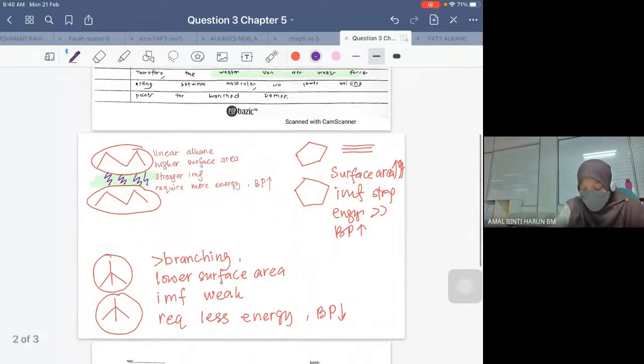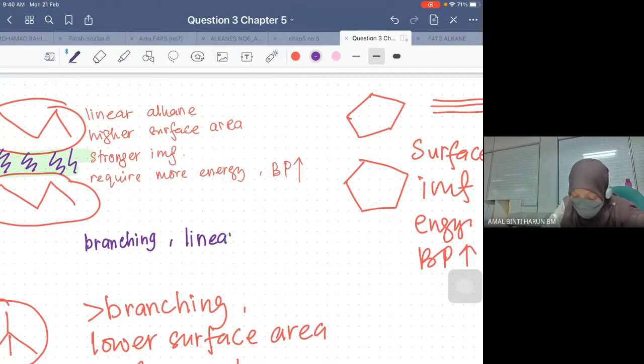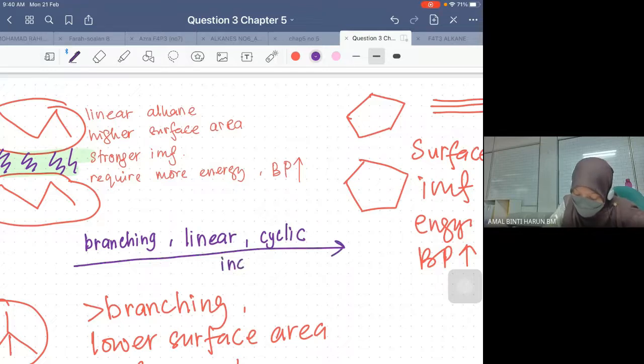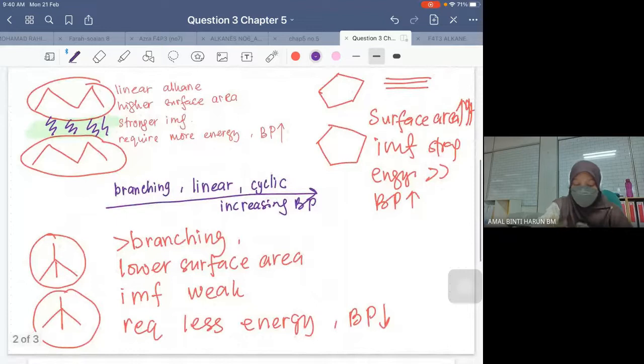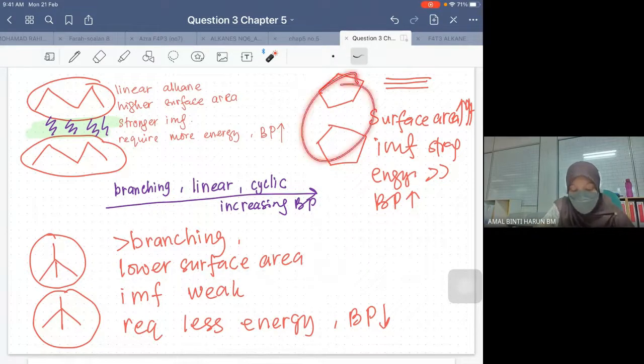So if we need to arrange them, branching alkane for the same molecular mass, branching ni lebih rendah. And then followed by linear chain. And then cyclic lebih tinggi. Okay, increasing boiling point. Boleh? Let's say lah, contoh lah nanti kat mana-mana jumpa kan. Okay, kalau dia bagi yang ni 5 karbon, ini pun 5 karbon, ini pun 5 karbon. Molar mass dia sama. So antara cyclic dengan linear, cyclic dia lebih tinggi.